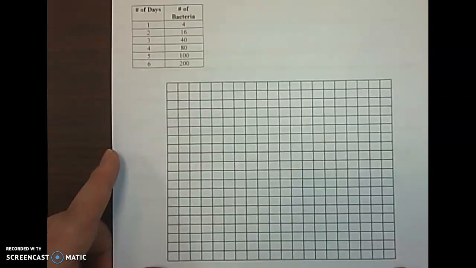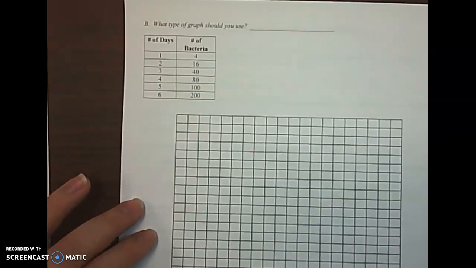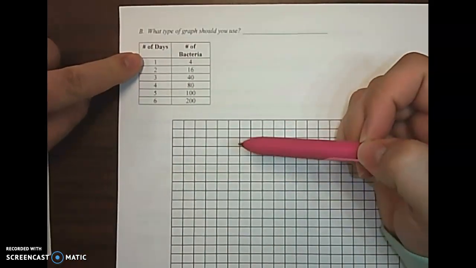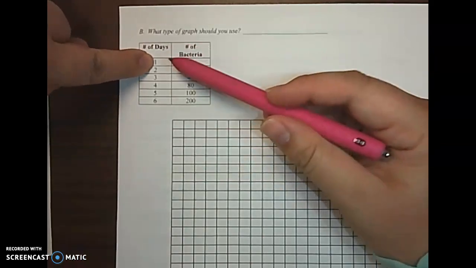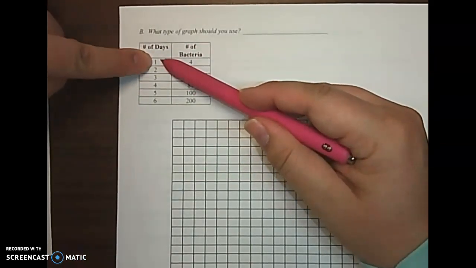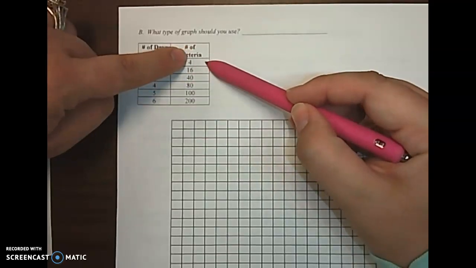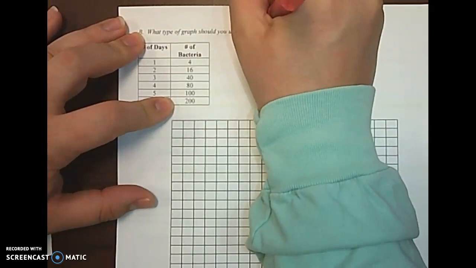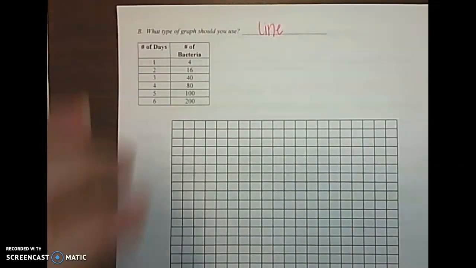All right, moving on to the next graph. This was going to be a line graph. So you've done these similar in math. The reason why we know this is a line graph is because we have data that is quantitative, that is increasing in days, and then the number of bacteria is also increasing. So this is a line graph.